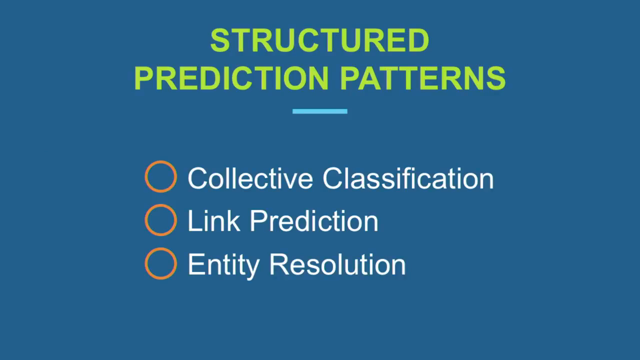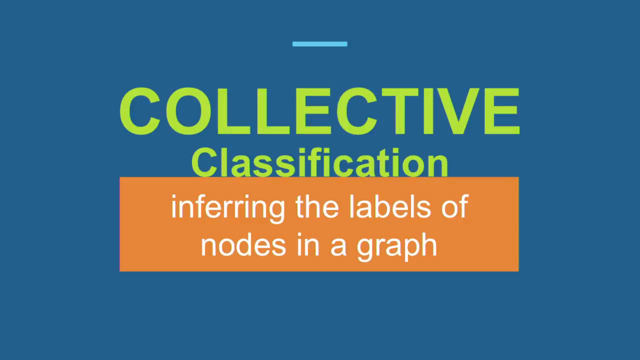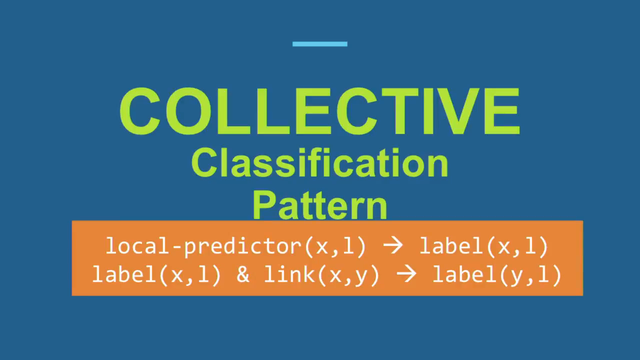But the patterns that I'm going to go over for structured prediction problems are really these basic graphy problems where I'm trying to either predict labels for nodes in a graph, I'm trying to predict links between things, and I'm also trying to figure out when two things are the same. And let me just dive into the first one, collective classification, which is simply inferring the labels of nodes in a graph. And the little pattern for this, expressing this as logical rules, is super simple. It just says, okay, I'm going to use some local information that I have about the node. I'm going to make a prediction for the label based on that. But then I'm also going to use the structure.